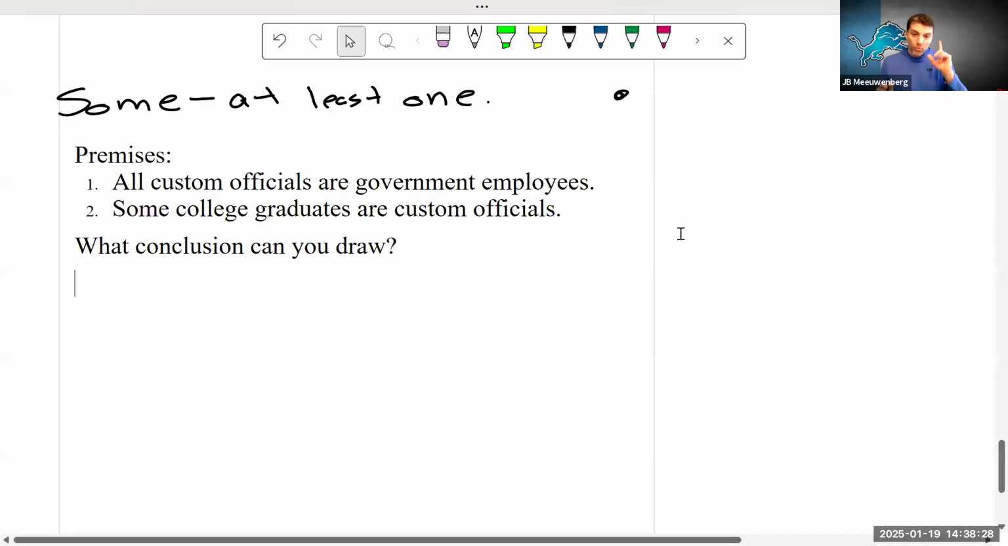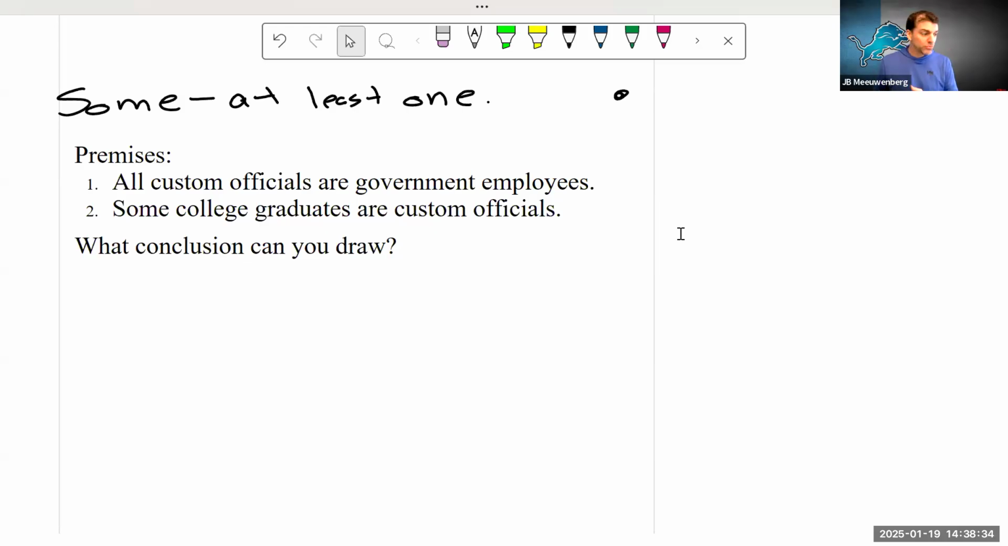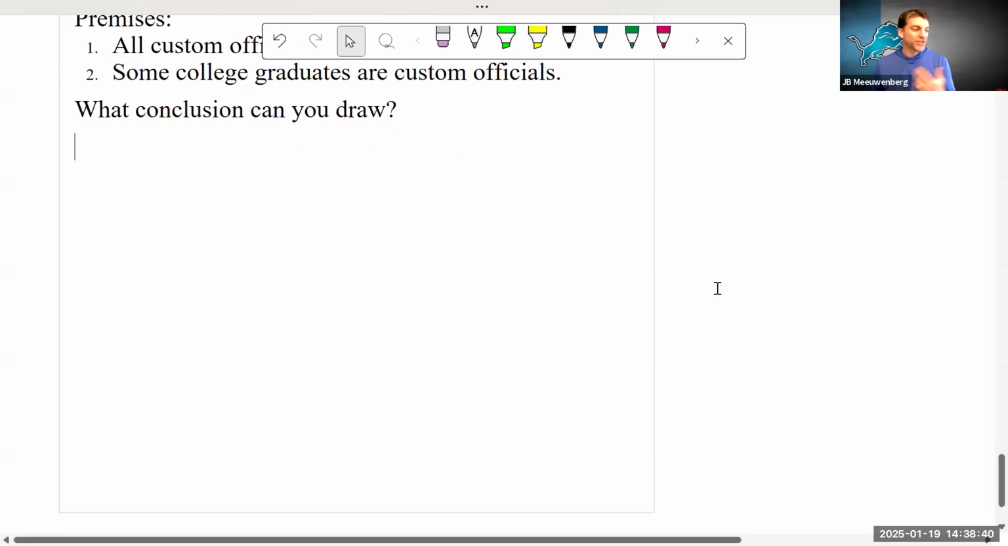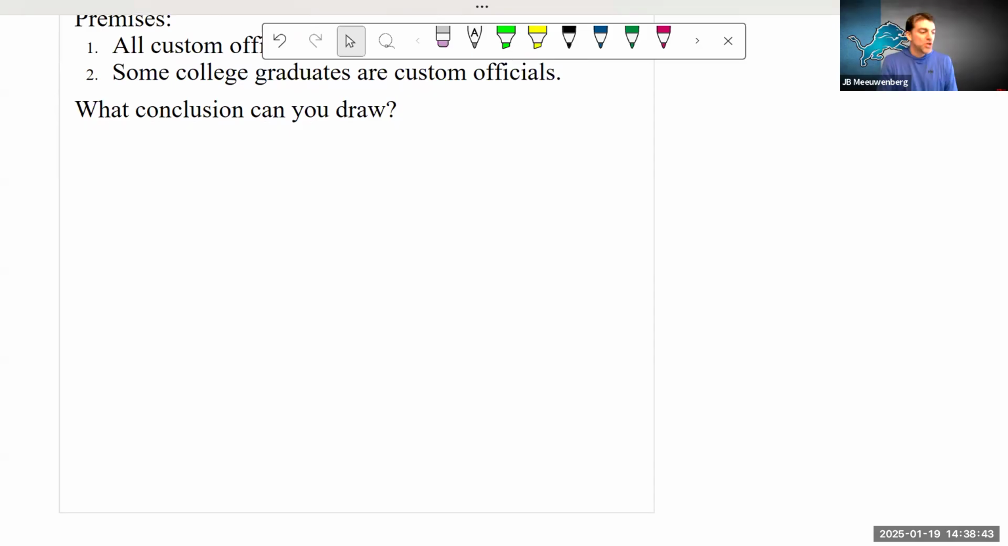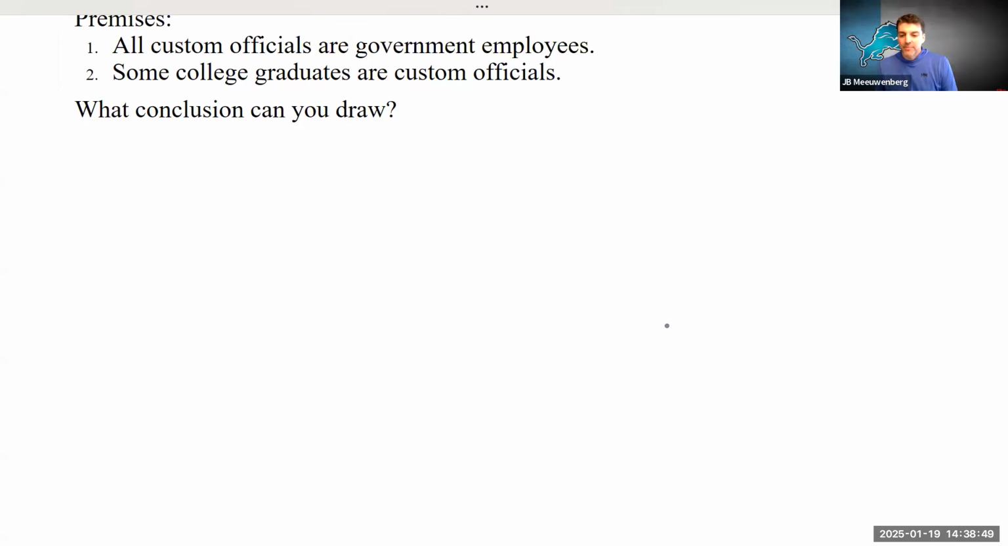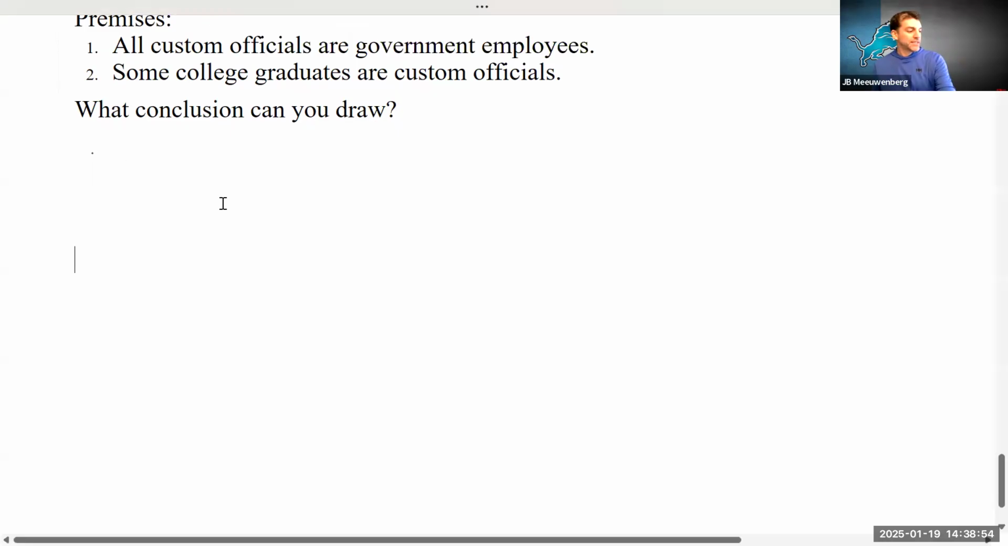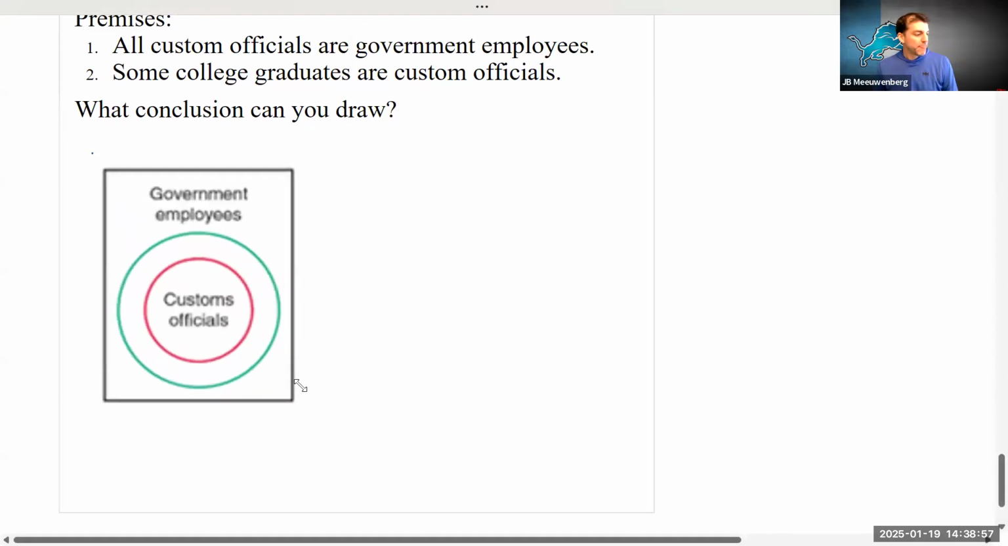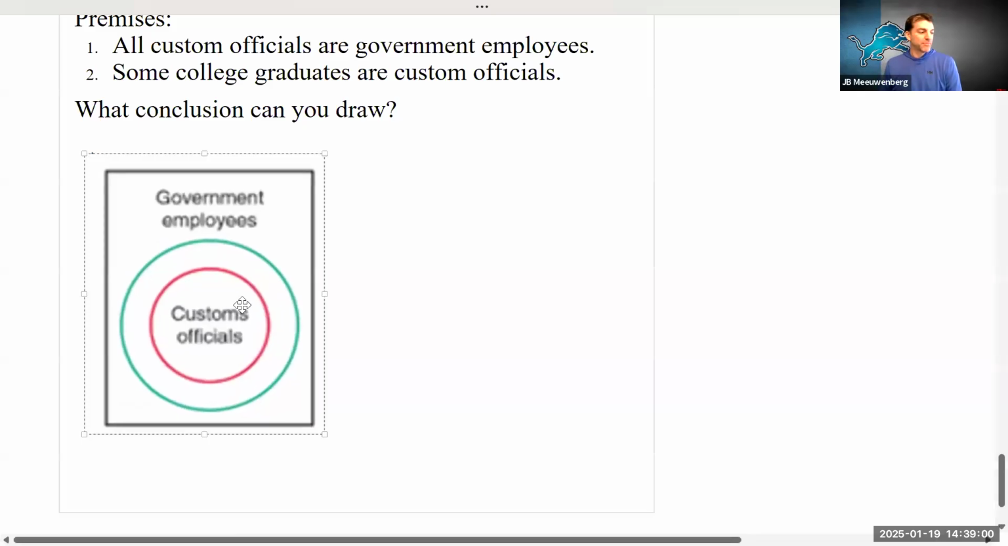So the premises say, one, all customs officials are government employees. And two, some college graduates are customs officials. What conclusion can you draw? All right, so we need to be extra careful here. Again, I'm going to do a little copying and pasting so we can do this neatly. The first thing we might notice: government employees and customs officials. All customs officials are government employees. So customs officials is a subset of government employees.